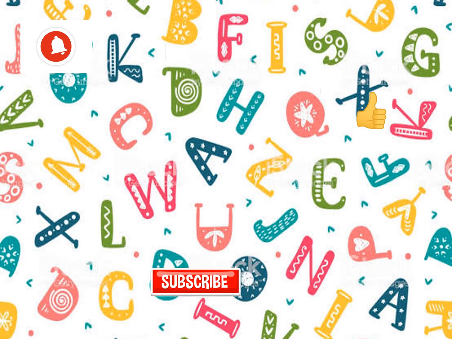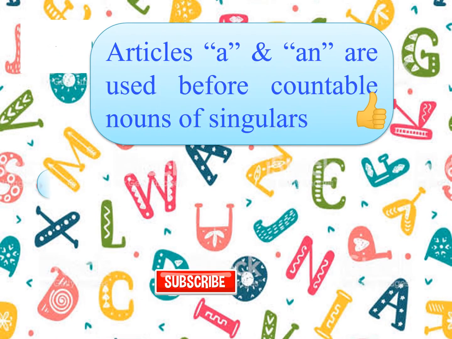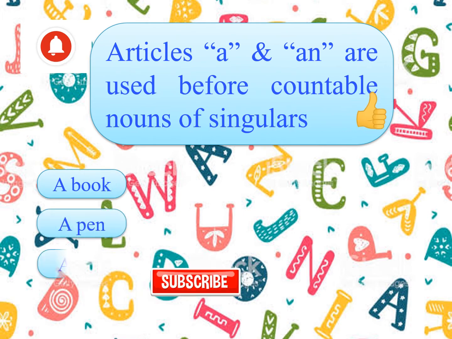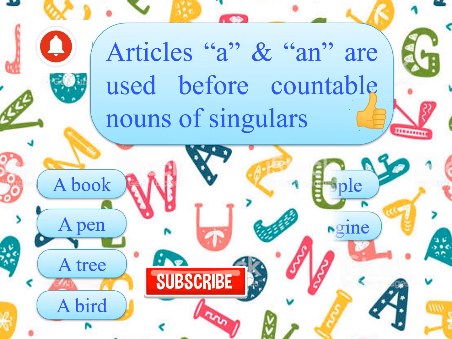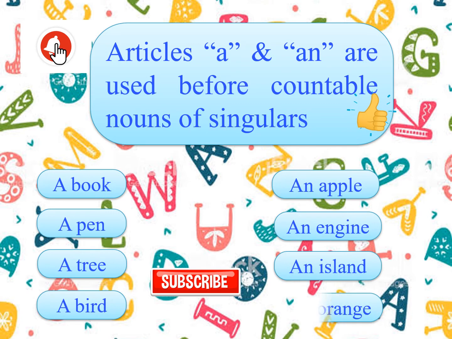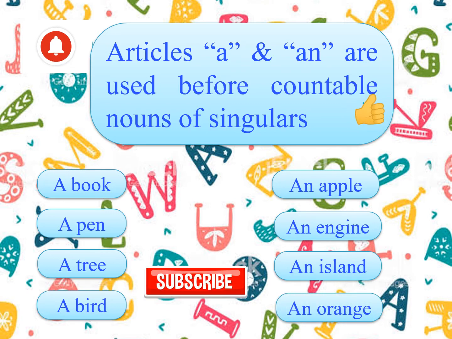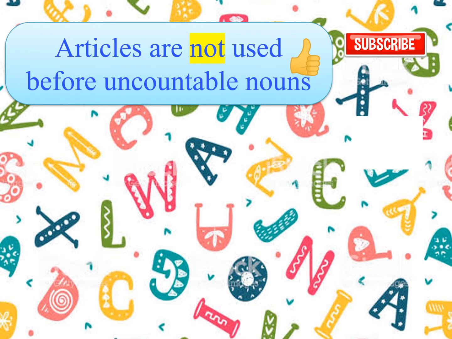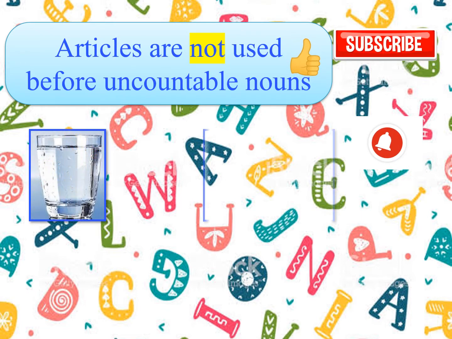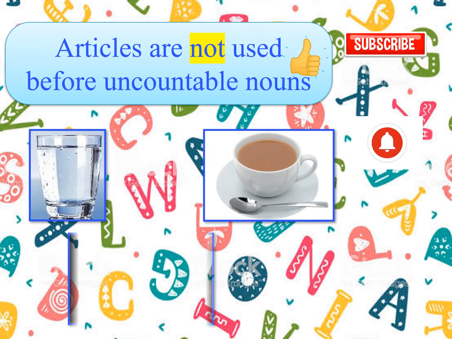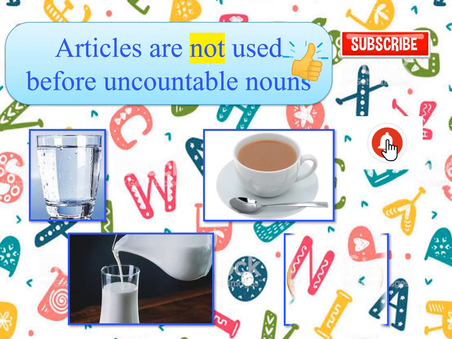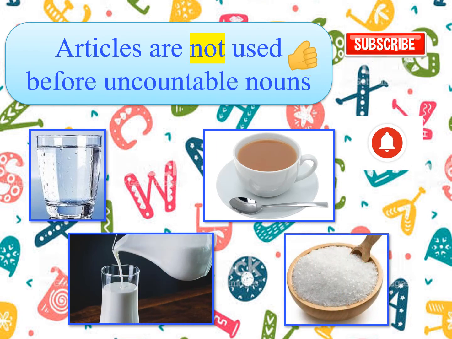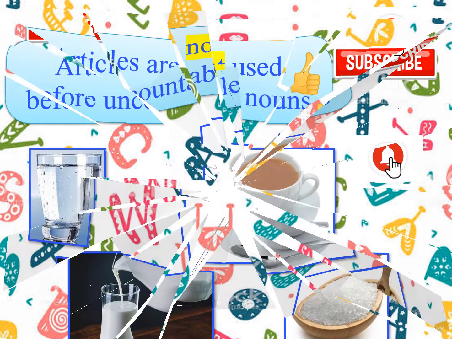Articles a and an are used before countable nouns of singular form. For example, a book, a pen, a tree, a bird, an apple, an ant, an island. We don't use articles for uncountable nouns. Therefore, we cannot say a milk, a tea, a sugar, a water, etc., as these are uncountable nouns.